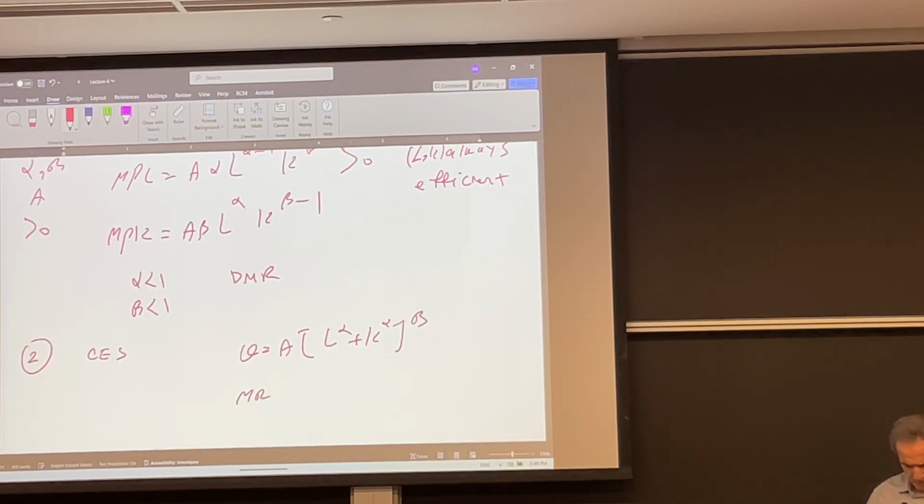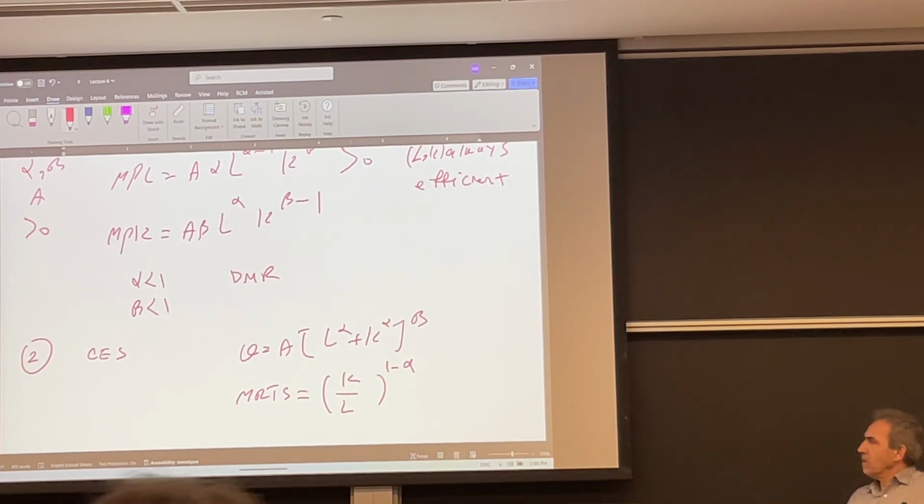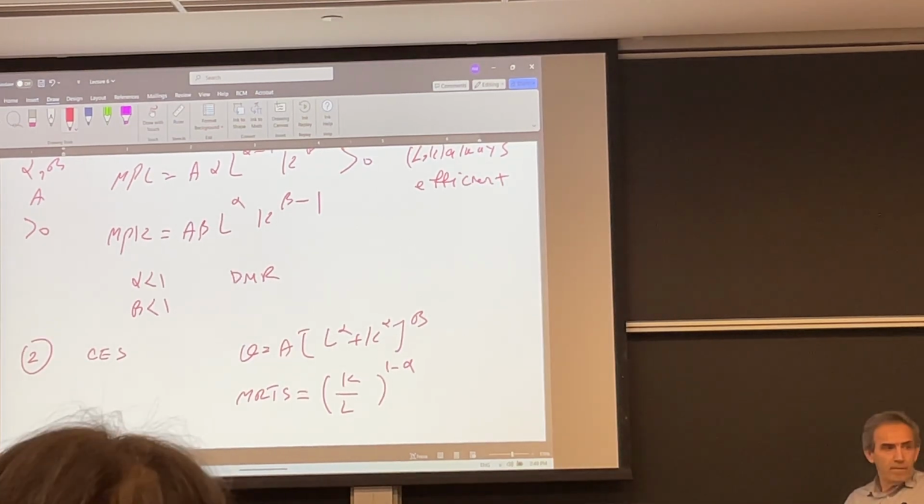What's the MRTS for this one? What's the MRTS for CES? It's the same shortcut as before. K, L, what's the power? 1 minus... Oh. This is more or less like Cobb-Douglas, right? The inputs are always efficient. DMR holds as long as alpha is less than 1.